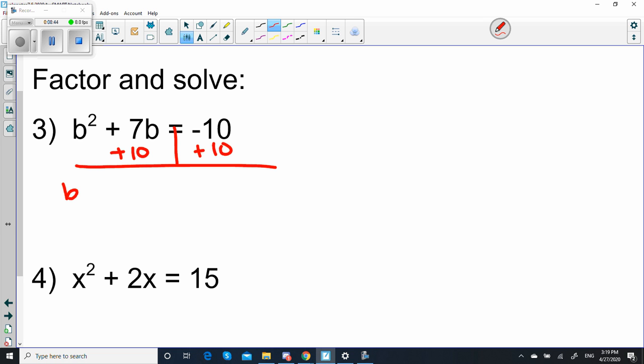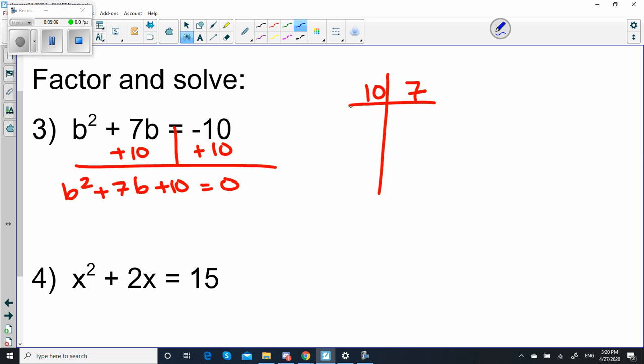So that gives me b squared plus 7b plus 10 equals 0. Now remember, I can't add 7b and 10 because one has a b and one doesn't. They are unlike terms. So now I'm ready to factor because the trinomial is over here on one side and it's equal to 0. So I'm looking for factors of 10 that give me positive 7.